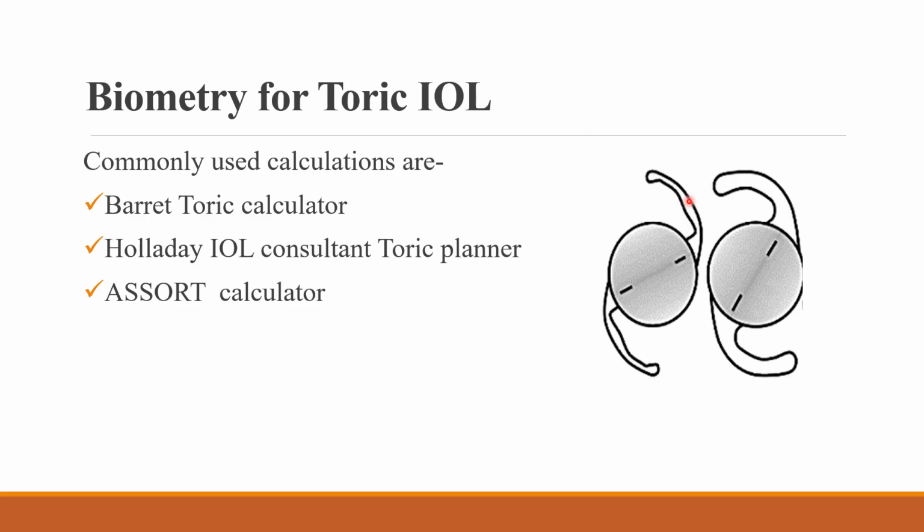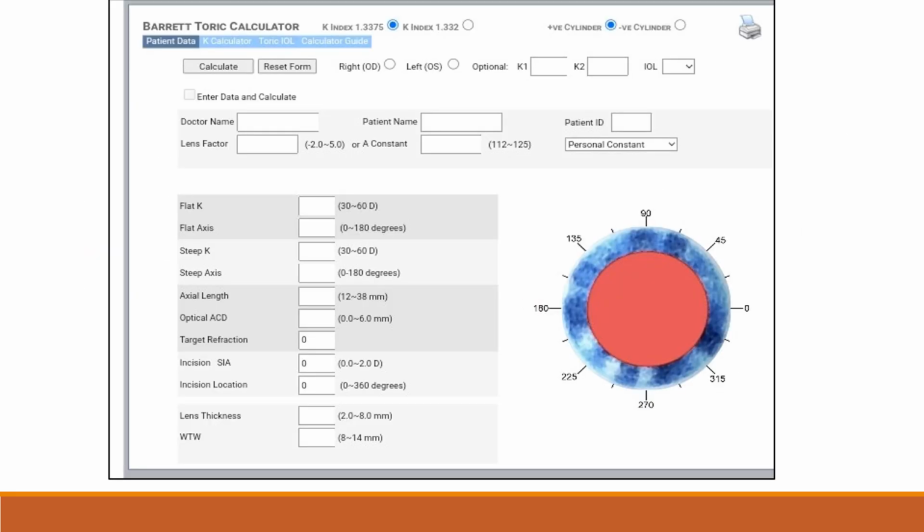Biometry for toric IOL. Commonly used calculators are Barrett toric calculator, Holladay IOL Consultant toric planner, and Abulafia-Koch calculator. We see the Barrett toric calculator. Here is the input and we get the output.